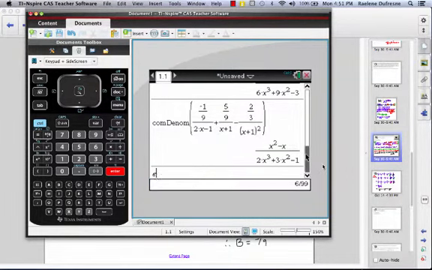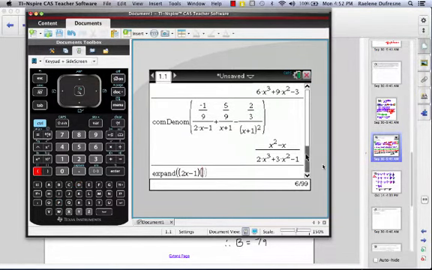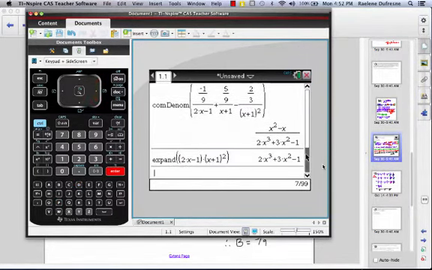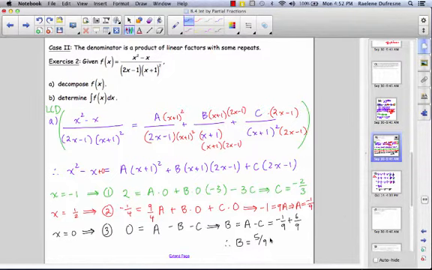Maybe we should just try expanding 2x minus 1 times x plus 1 quantity squared, and we see that that is our denominator. Okay, so from here we would have the 3 individual fractions, which we can integrate using a method of substitution. Once you've done part B, check your answer on the TI Inspire.